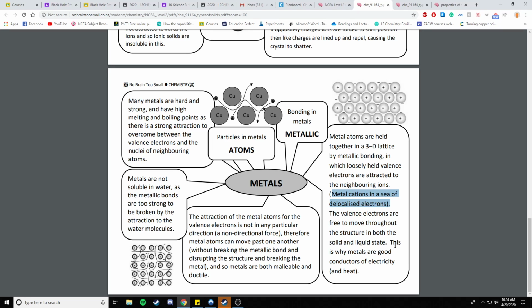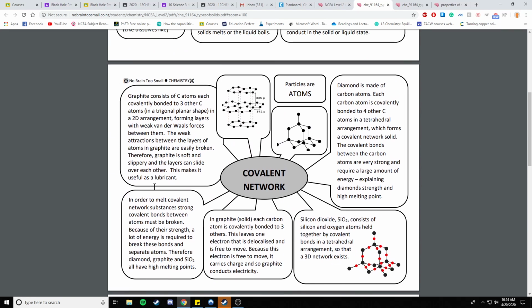Because you've got electrons which are charged and they're moving, they can conduct electricity. And again, metals do not dissolve in water, because the metallic bonds are too strong to be broken by the attraction to the water. Next we looked at covalent networks. We have particles which are atoms, and these are covalently bonded to one another. We have this structure here, which is diamond. Diamond is made of carbon atoms. Each carbon atom is covalently bonded, which means they share electrons, to 4 other carbon atoms in a tetrahedral arrangement.